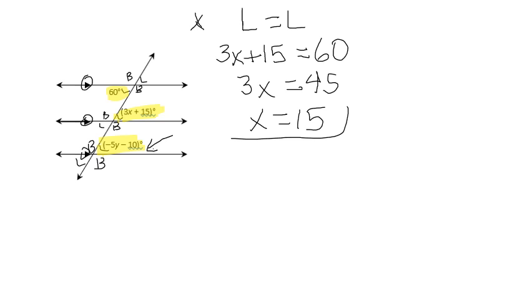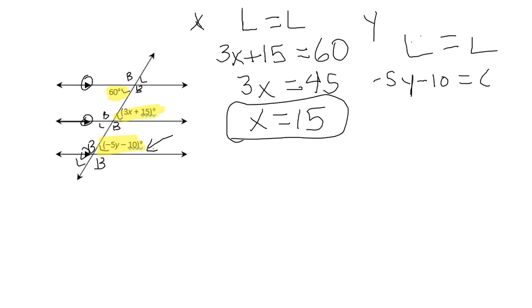X is 15. Now when I want to solve for my y variable, I'm going to remember, hey, this is also an L. So I can still use my L equals L relationship, but now I'm going to use my y expression. And I'm still going to use that 60. That 60 doesn't have any variables in it, so it's very helpful.